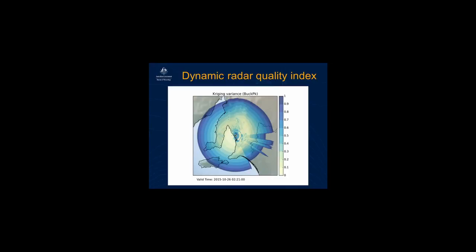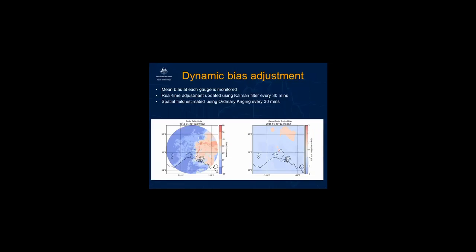So what this shows you is a map of the error terms, where the pale colors are low errors and the blues are significant errors. And this is updated every 10 minutes as the temperature changes and as the characteristics of the rainfall change. We also have a real-time bias adjustment scheme that gets updated every 30 minutes.